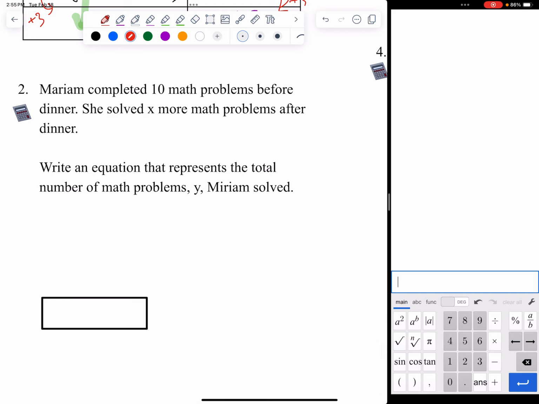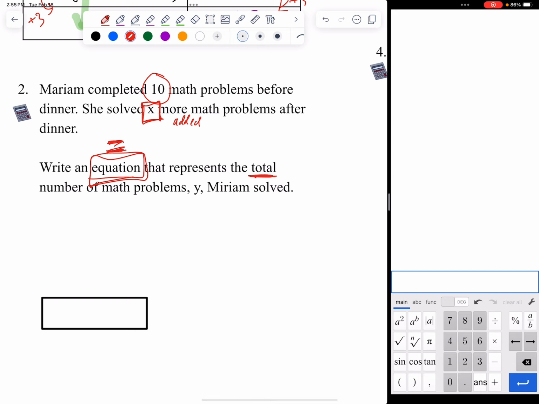So number 2. Miriam completed 10 math problems. Okay, see number 10. 10's important. Before dinner. She solved X. X is important because it's a variable. That's our thing today, right? It is not multiplication. It's a variable. More math problems. So if it's more, that means you added after dinner. Right? If you saw the first video, Algebraic Expressions and Equations, I told you guys, when they tell you to write an equation, you better put an equal sign.